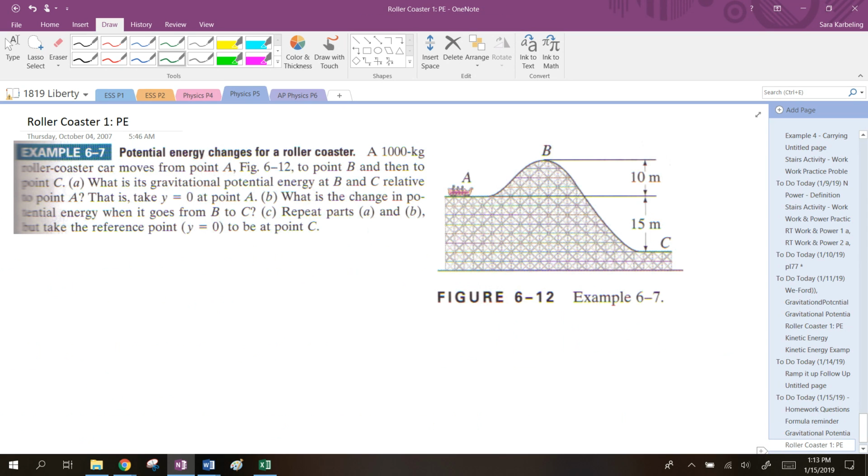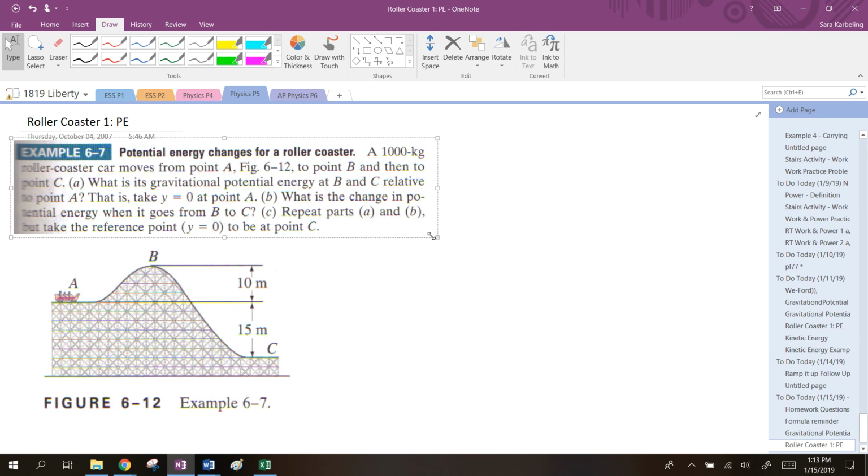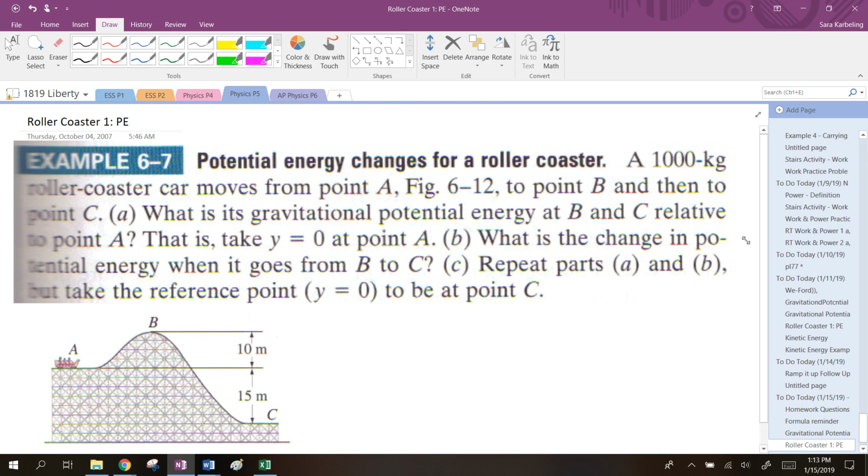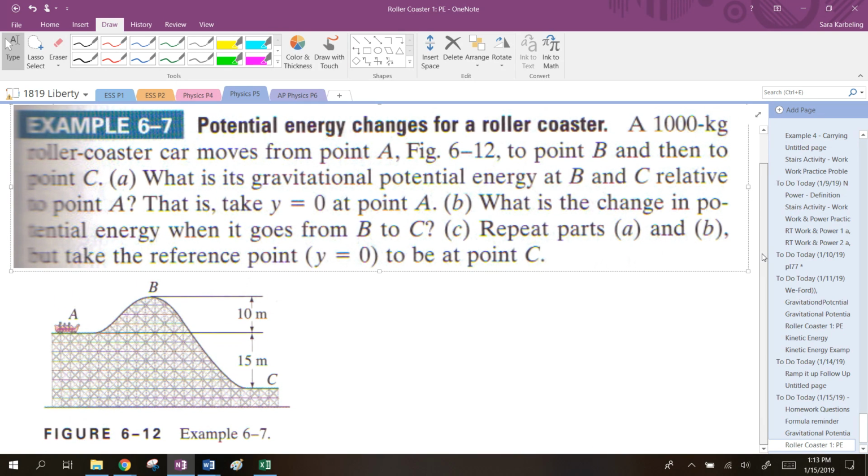Thinking towards summer, or at least riding a roller coaster somewhere that's warmish. So here's the situation. Just to make our life really easy, so we don't have to do a lot of hard thinking, I'm going to set the acceleration due to gravity at 10 meters per second squared. Is that okay? Because then there are no 9.8s to deal with. So the situation says we've got a 1,000-kilogram roller coaster car. It's going to move from point A up to point B.